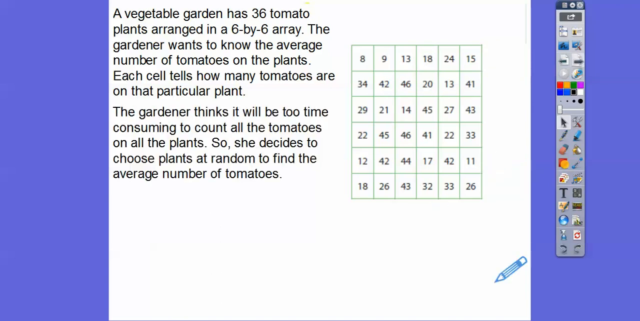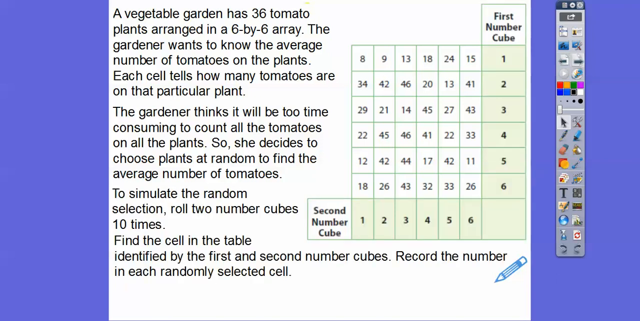And so the gardener doesn't want to count all the tomatoes in the garden to see what's the average number of tomatoes. So the gardener thinks it would be too time consuming to count all the tomatoes on the plants. So she decides to choose plants at random to find the average number of tomatoes. So she's going to pick a sample of these right here.